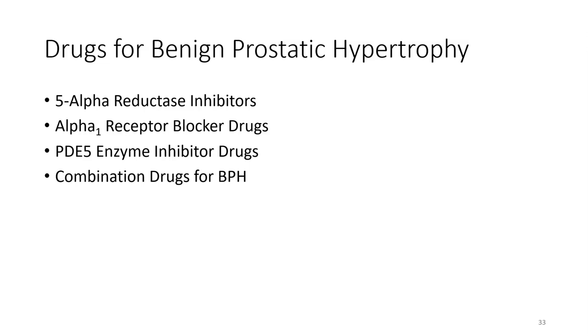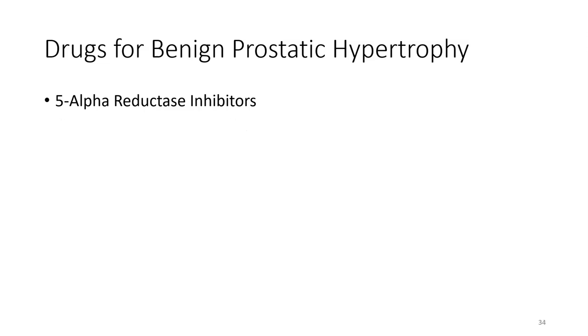This enlargement is non-cancerous, and symptoms include difficulty initiating urination, hesitancy, which means they kind of start and stop urinating, and decreased urinary stream. Patients may be reluctant to mention urinary changes to the healthcare provider. The drugs we use for BPH include 5-alpha reductase inhibitors, as well as alpha blockers and PDE5 enzyme inhibitor drugs.